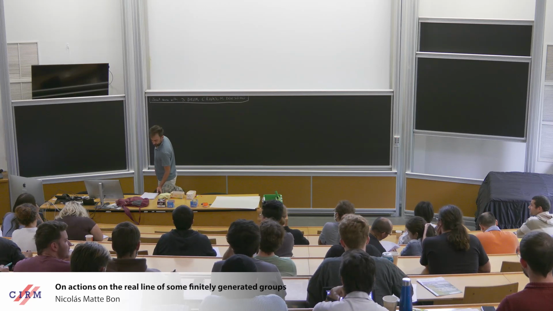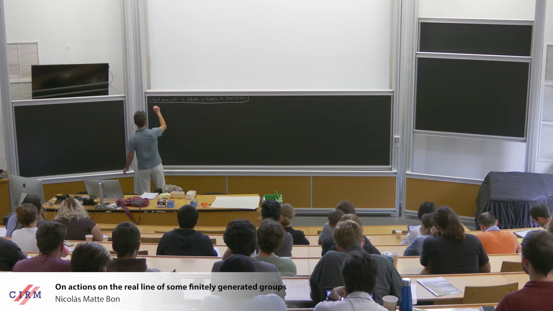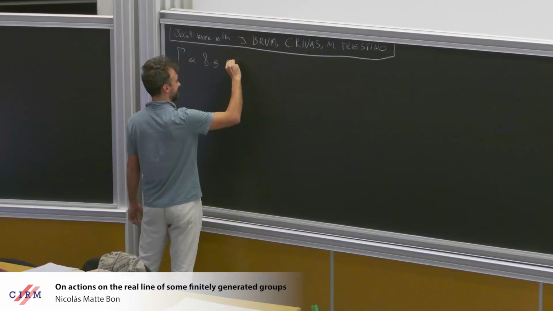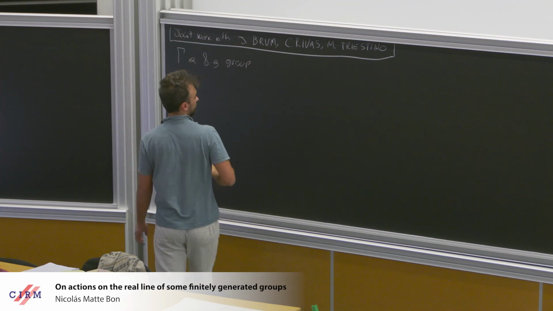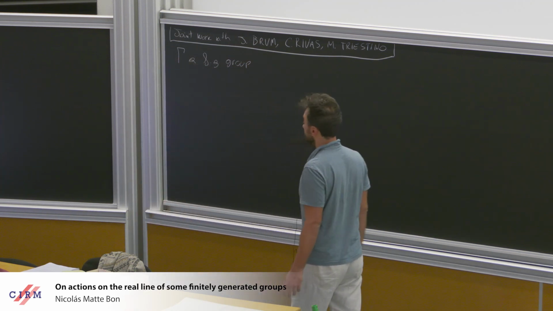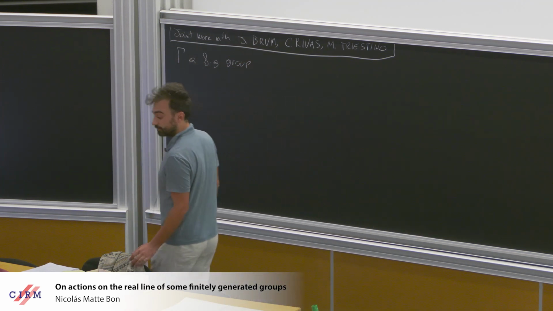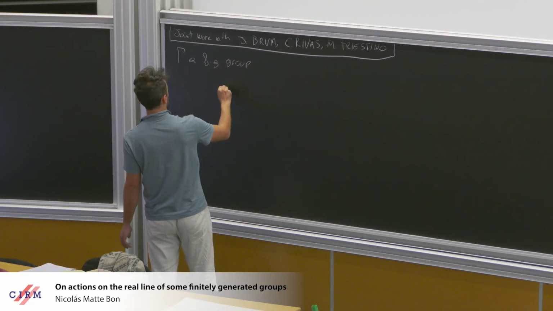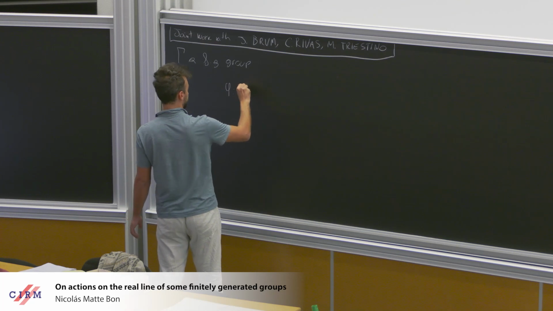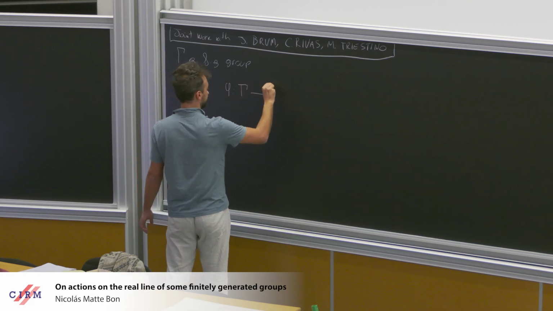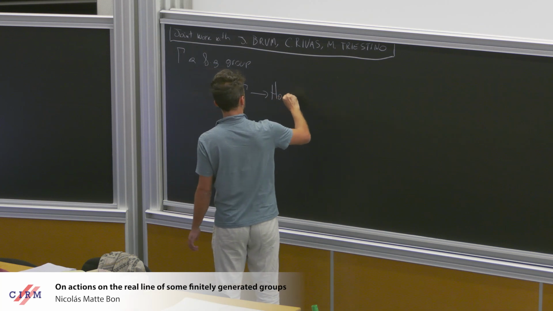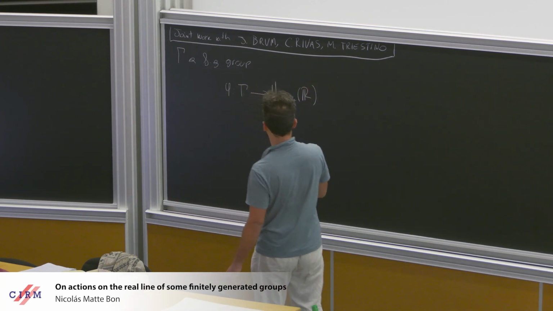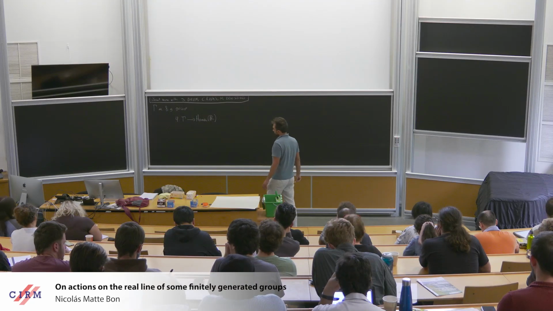Okay, so what's the setting of my talk? Let gamma be a finitely generated group, and we're interested in understanding the possible actions of gamma on the real line. By this I mean just homomorphisms from gamma to the group of orientation preserving homeomorphisms of the real line.